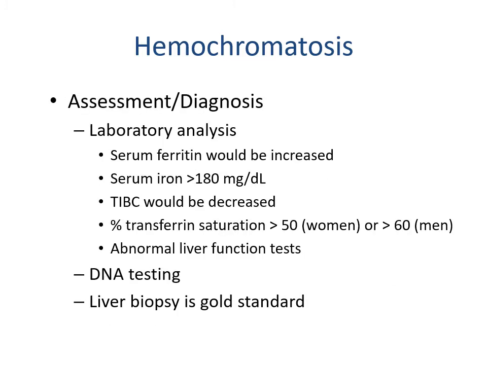So looking at the assessment or diagnosis, again we have our laboratory analysis and we will see serum ferritin is increased, serum iron will be over 180 milligrams per deciliter, iron binding capacity will be decreased, percent transferrin saturation will be over 50 in women or over 60 in men, and we're likely to see abnormal liver function tests. Now we can do DNA testing to see if we have that hereditary or genetic form, but our liver biopsy is going to be our gold standard for the actual hemochromatosis status.